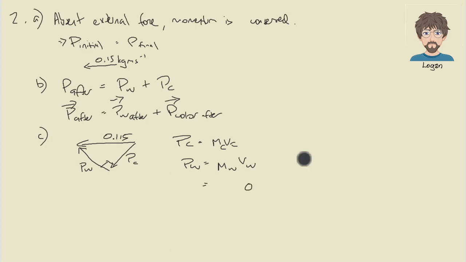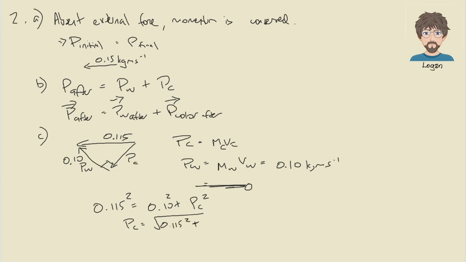Now we're given a momentum for the white, 0.10 kilogram meters per second. So now we can work this one out using Pythagoras. 0.15 squared equals 0.10 squared plus PC squared. PC equals the square root of 0.15 squared minus 0.10 squared. Sorry, I've done the classic problem here. That does not exist.